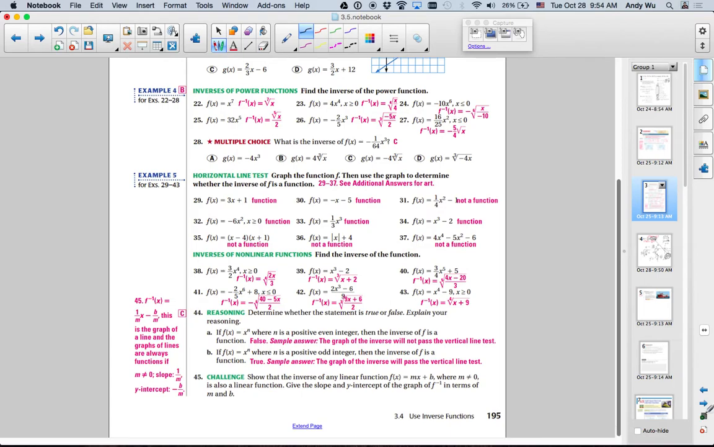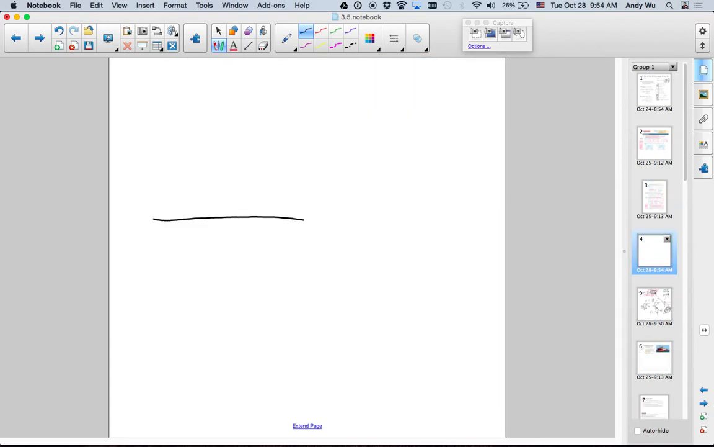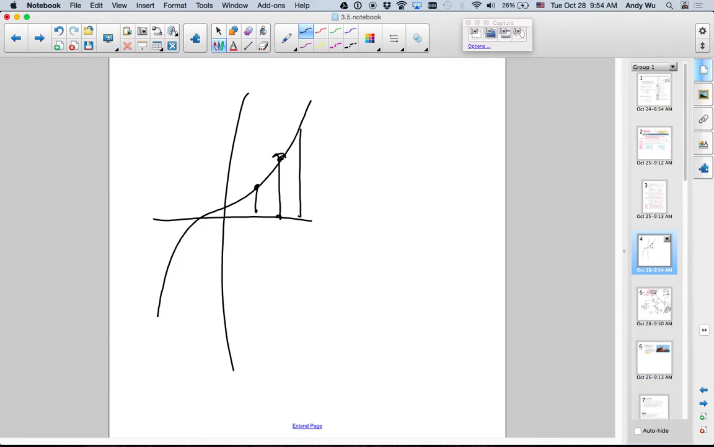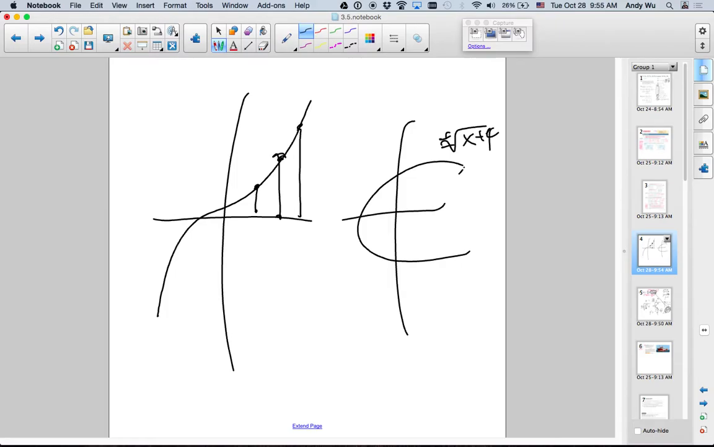Remember, this is a reminder already. To check if a graph is a function, we're checking if every x has only one y. Every x has one y. So we know that, for example, this would be plus minus 4 or something. Okay? For example, this graph would say x has 2 y's. So it's not a function. Right?